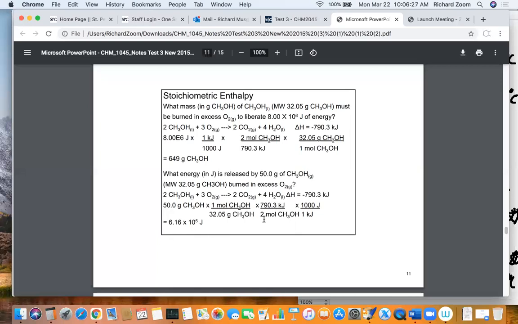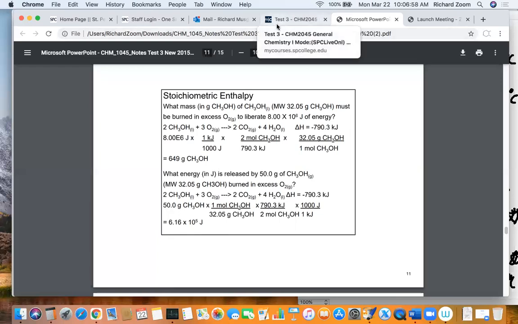We're looking for energy at the end, so we're still going to use this same relationship, but now it's flipped. The 790.3 kilojoules will be on top and the 2 moles of methanol will be on the bottom. Again, you'll notice that the moles of methanol will cancel, which is what we want to happen. We need joules at the end, so we do times 1000 joules over a kilojoule. So you can see these problems are just the reverse of each other, and that gives us a final answer of 6.16 times 10 to the 5th joules. Does anybody have any questions?